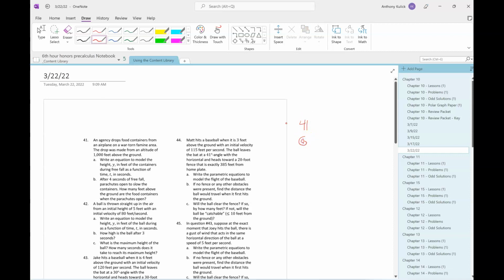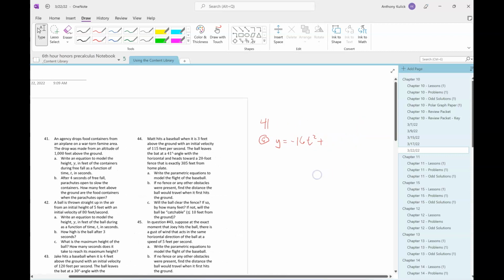So hopefully you recognize from the context that this is a one-dimensional problem where things aren't moving left or right, it's just going straight down. So we just need to use the one-dimensional version. That's negative 16t squared plus the initial velocity, which is 0 if it's being dropped from an airplane. It's not being shot up in the sky or anything, so it's 0t. And then plus the initial height, which was 1,000.